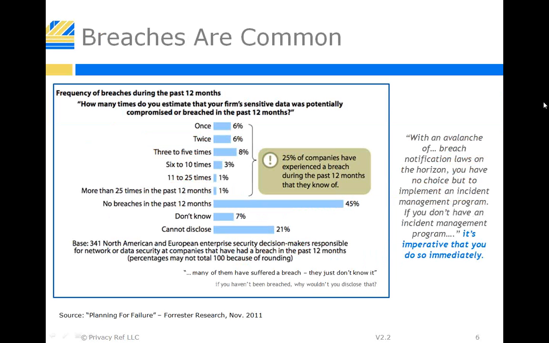This comes from a document called Plan to Failure from Forrester Research back in 2011, but I still think it's valid today. During the previous 12 months, they found that 25% of companies had experienced some kind of data breach. Assuming the information is the same, the Ponemon Institute, just a few weeks ago, indicated that in 2013, 43% of all companies experienced some sort of data breach.